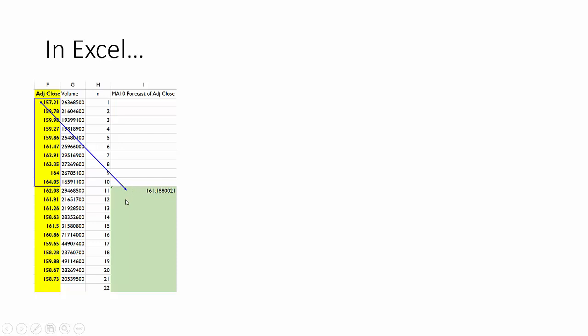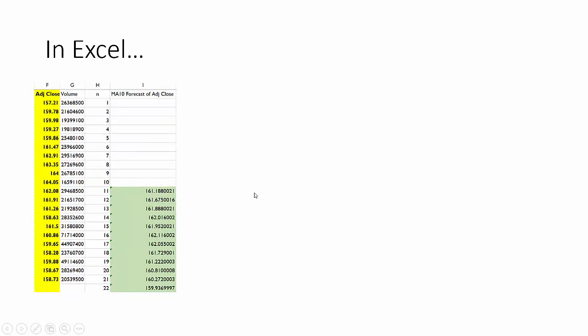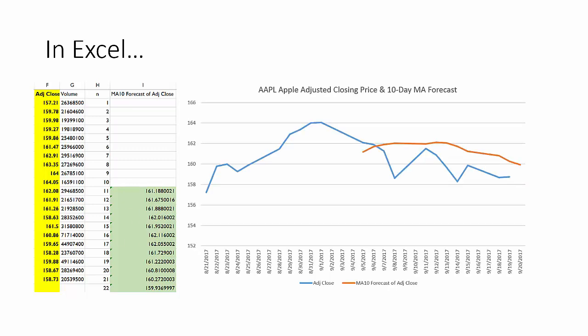Then we repeat that process by copying down the column until we're finished, all the way to the bottom. That last value, that we don't have an actual value for, becomes the first period of our forecast. And so here we've calculated the 10-day moving average forecast for Apple stock prices. To the right is a graph of Apple adjusted closing prices along with its 10-day moving average forecast.